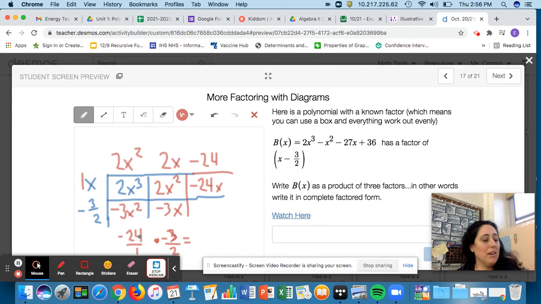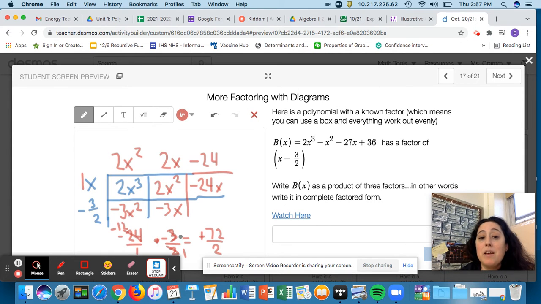Negative 24, let me use my calculator. The heck is negative 24 times 3? Okay, so I'm getting a positive 72 divided by 2. Now if you said, hey, 2 goes into 2 once and 2 goes into 24 12 times, making negative 24 into a negative 12, great, you'll get the same answer.